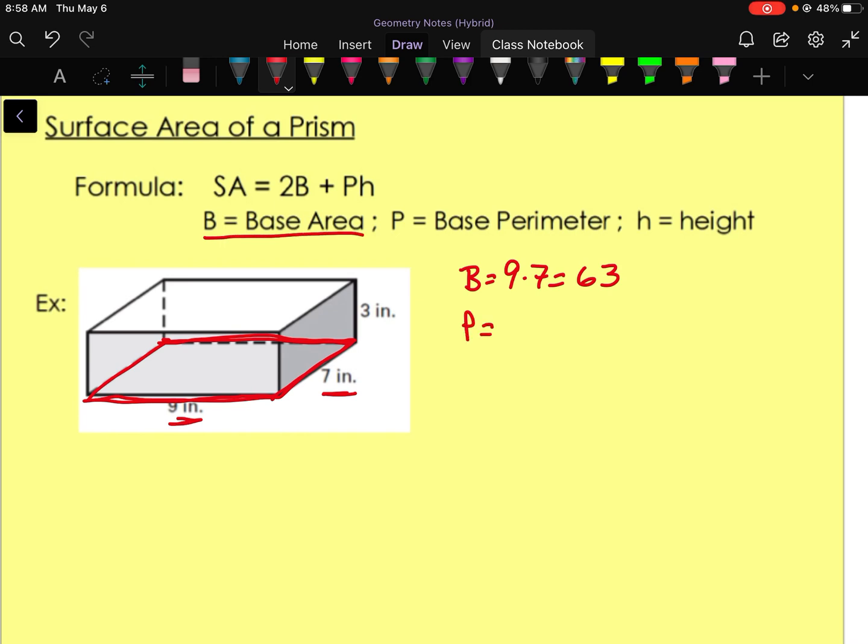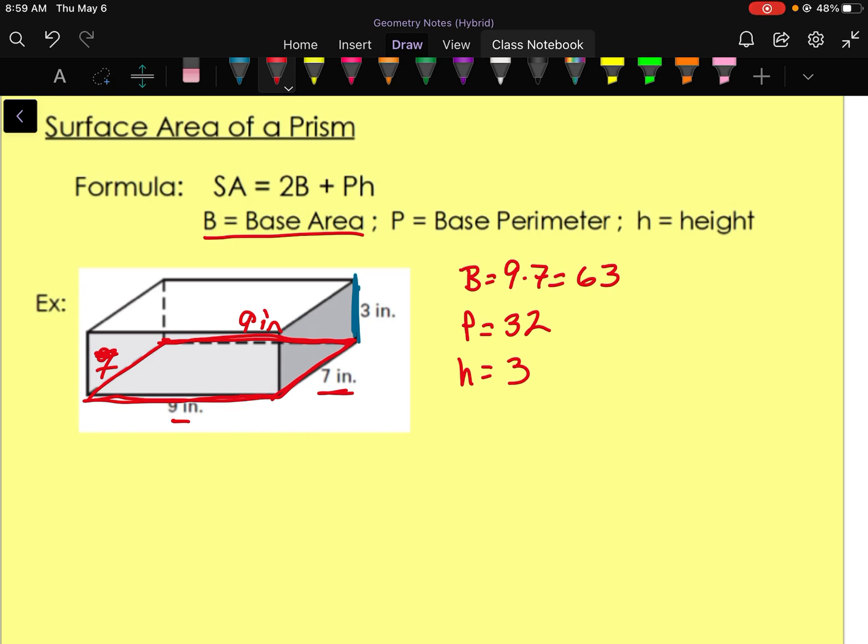Now I need to find the base perimeter. I still have my base colored in there. The perimeter is if you add up all the sides, so 9 plus 7 plus over here would be 9 inches plus another 7 right there. If you add all of that up, 9 plus 7 is 16, plus 9 is 25, plus 7 would be 32. And then the height of this box is going to be 3. Sorry.